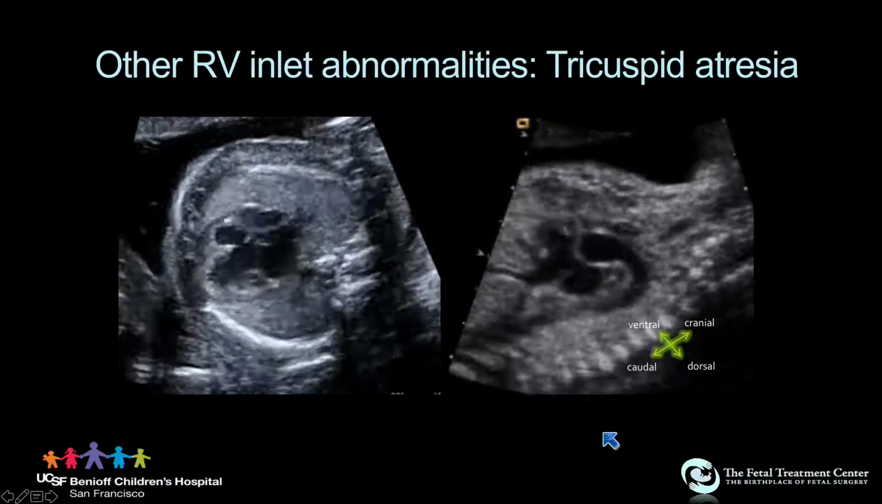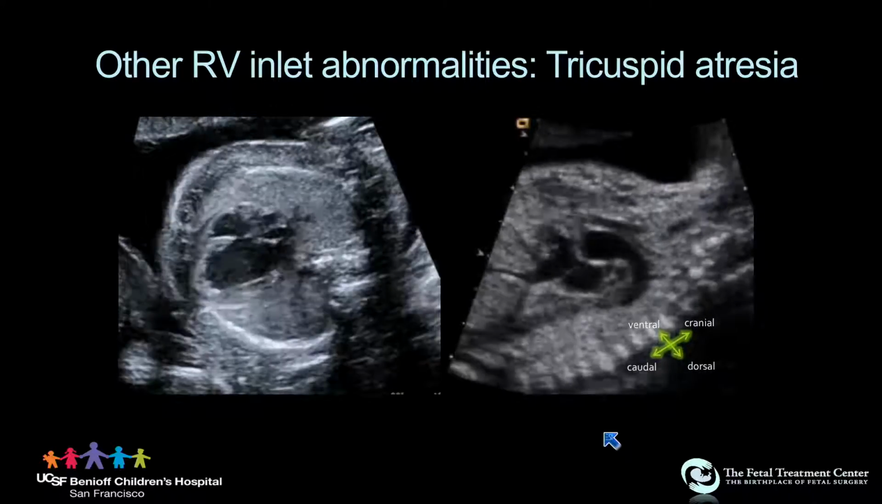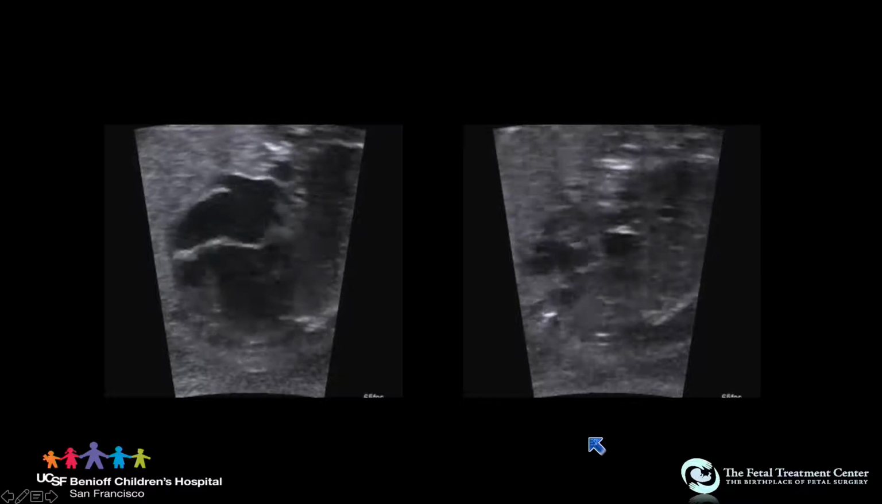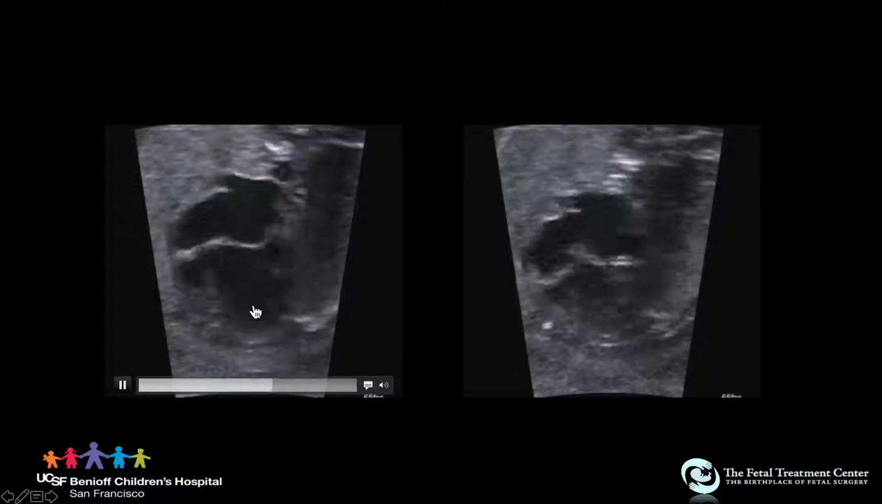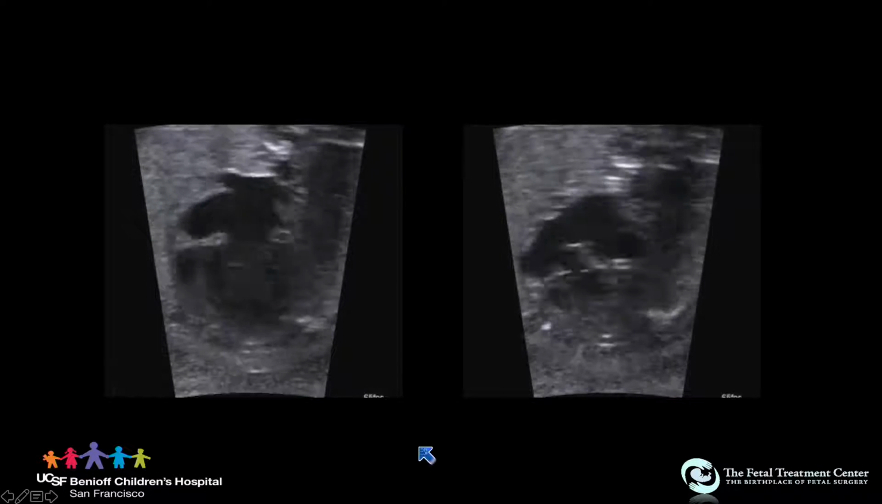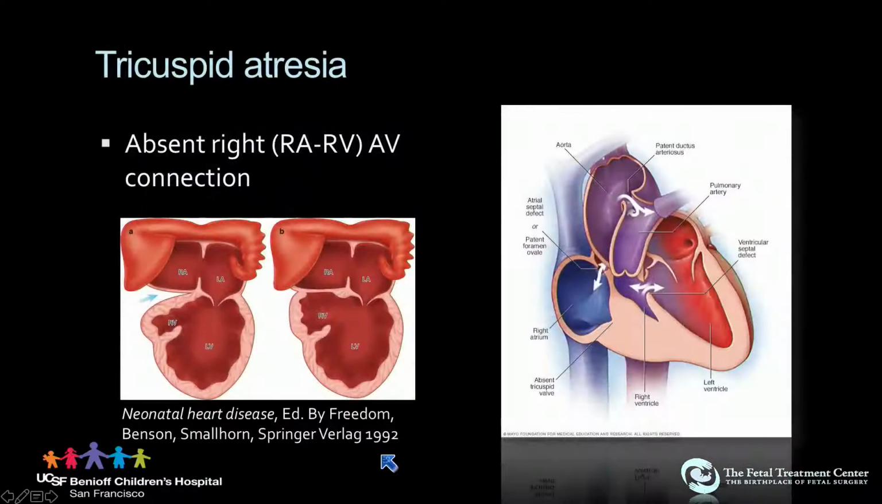So just looking at the inlet, again, not enough. Once you make the diagnosis of tricuspid atresia, you have to complete the fetal echo, pay attention to the outlets. But this is a fairly easy diagnosis to make with a small right ventricle and no tricuspid valve.